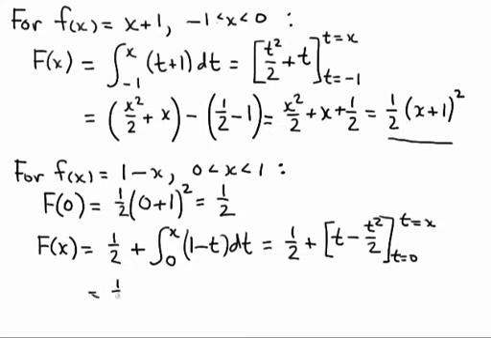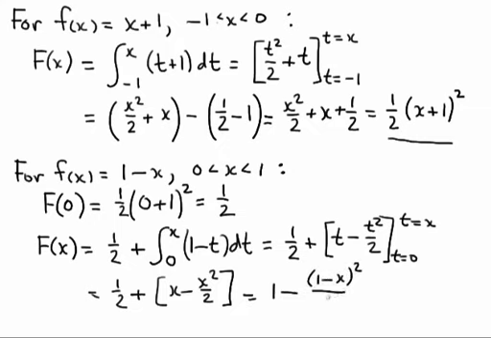So we get 1/2 plus, when t is equal to x, we get x minus x squared over 2. And then when t is equal to 0, we of course get 0 there. So the function f of x is equal to 1/2 plus x minus x squared over 2, which if you do a little bit of work, you can show that that equals 1 minus x all squared over 2.